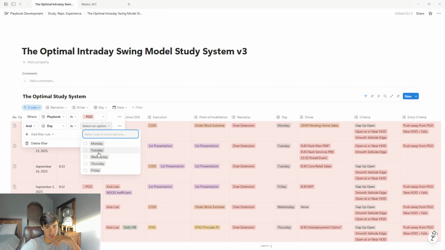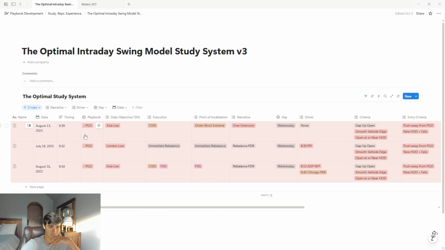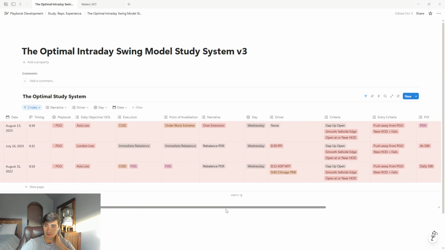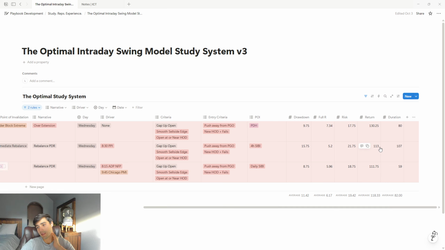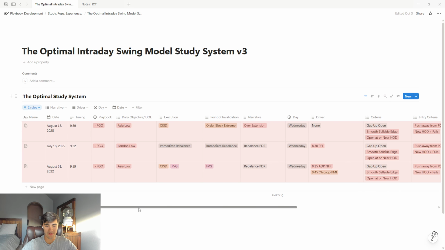Let me narrow this back down. So date, timing, playbook, daily objective, execution, point of validation, narrative, day driver, all the properties that I'm recording. And then the last thing, at the end of the database, is simply going to be the trade metrics. Drawdown is going to be how much drawdown I incurred on that position before it was a winning trade. So if we go to the first example, we can see that the drawdown was what? 9.75 handles.